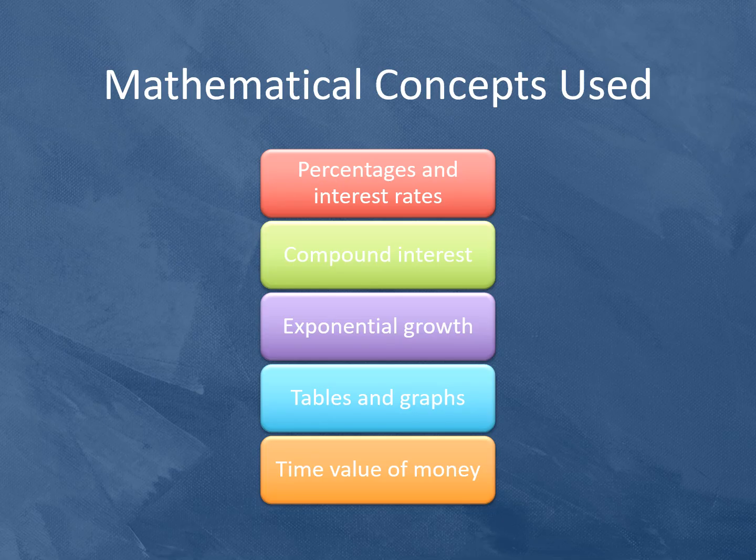Several mathematical concepts from this course are used in this project. Percentages are applied to calculate interest rates, while compound interest explains how interest builds on previous balances. Exponential growth is used to describe how debt can increase rapidly over time when interest compounds monthly. Tables and graphs help organize and visualize the data, making trends easier to identify. These concepts are essential for understanding the time value of money and how borrowing decisions impact long-term financial outcomes.